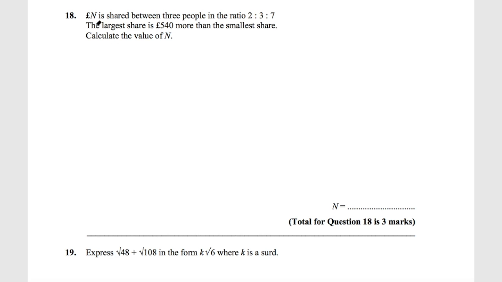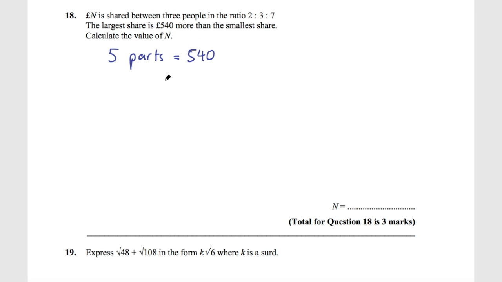Question 18 says n pounds is shared between 3 people in the ratio 2 to 3 to 7. The largest share is 540 pounds more than the smallest share. Calculate the value of n. Okay, so the smallest share was 2 parts, the largest share was 7 parts, so the difference between those two is 5 parts. And they've told us that the largest share is 540 pounds more than the smallest share, so 5 parts of this ratio must equal 540.